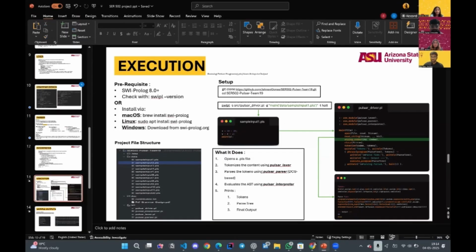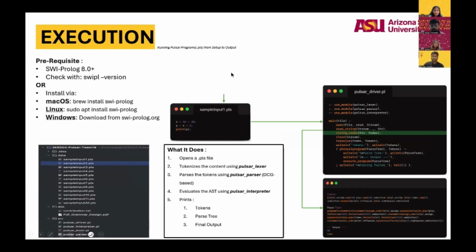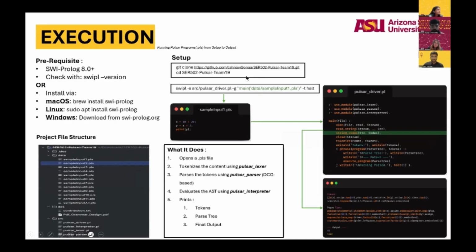Okay, so let's start. This is our language called Pulsar, denoted by the extension .pls. We'll go from setup to output. Basically, what our language does is take a data file and convert it to a list of tokens, and the tokens are then evaluated through the AST, and then we get the output. To load this programming dependency in your system, you need some prerequisites to run this language.